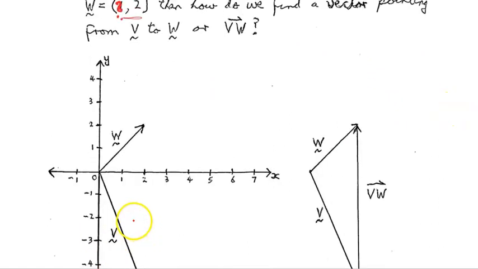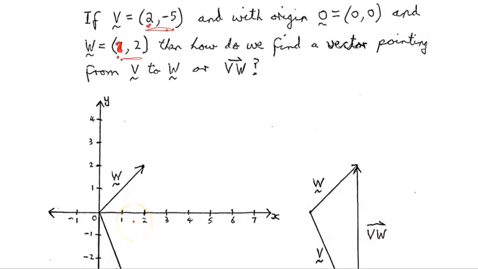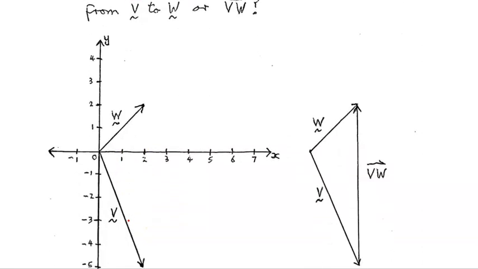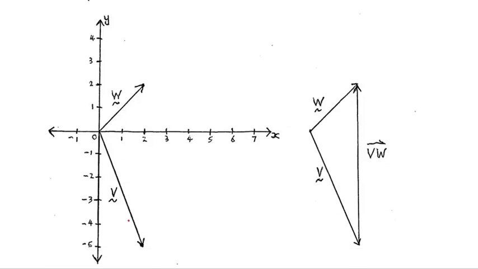2, -5. And what I want to do is find a vector pointing from v to w. V to w. So a vector from v to w, let's just pull them over here and play with them a little bit. The vector pointing from v towards w is going to be this long one up here. How do I get that? Well, you can take the negative of v and add it on to w, and then what you get is a vector pointing in that direction.